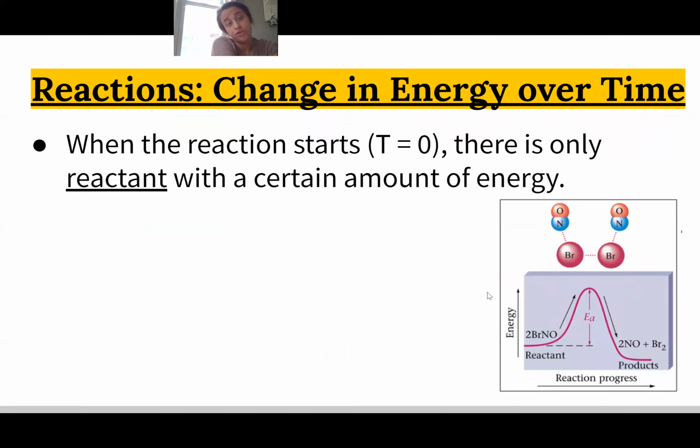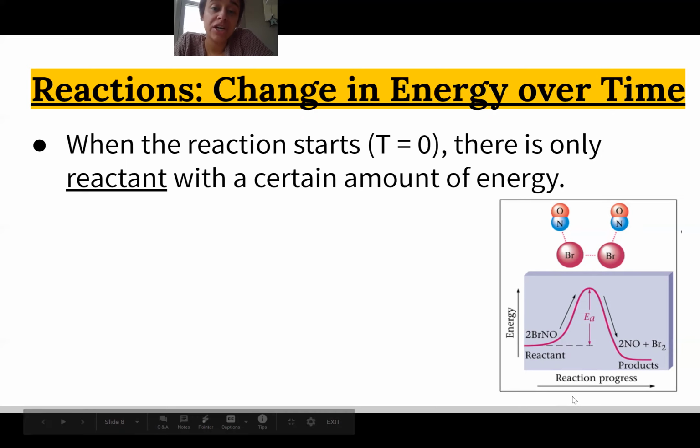Okay. With reactions, there's going to be a change in energy over time. We already talked about reactions changing temperature over time, potentially. There's endothermic versus exothermic. We talked about that a couple units ago. And now we're talking about change in energy over time.